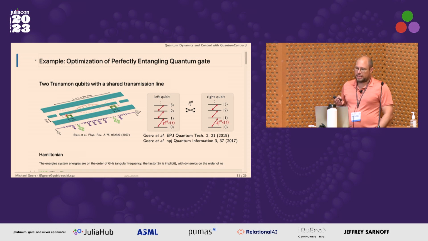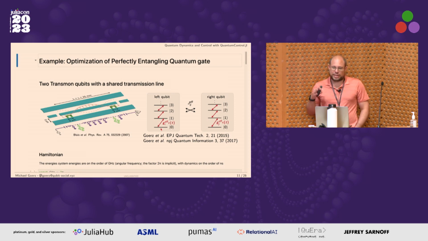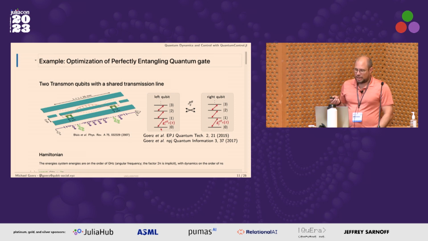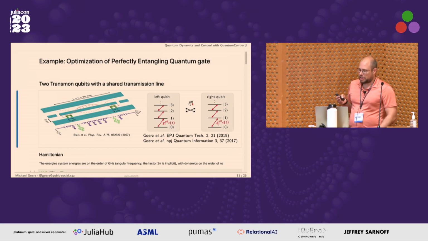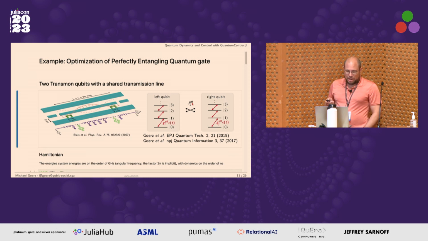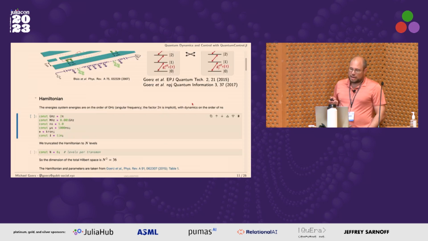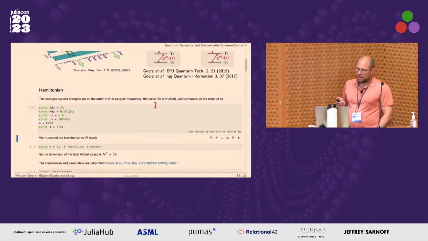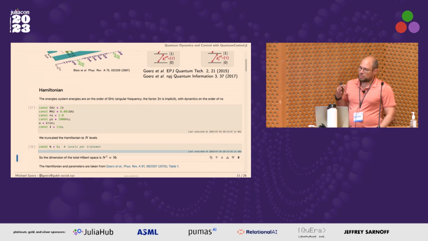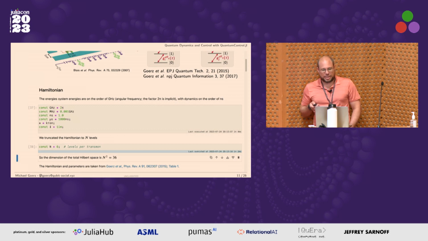What you end up with is the microwave field that you put into the cavity, which effectively drives the transitions of the qubit. On top of that, you also have a static qubit-qubit interaction between the two qubits. The energies of these qubits are on the order of gigahertz, which means there's a time scale of nanoseconds. And we're going to truncate the levels of each qubit to 6 levels. That means the dimension of the total Hilbert space is going to be 36, which is not too big, but it's also not completely trivial.